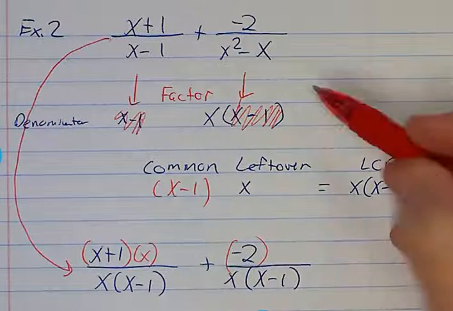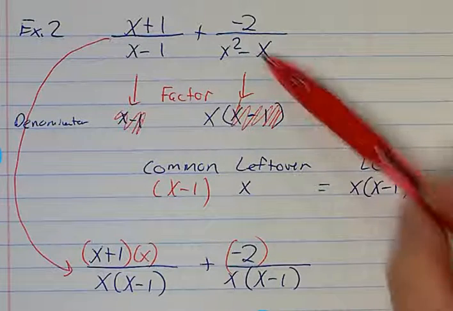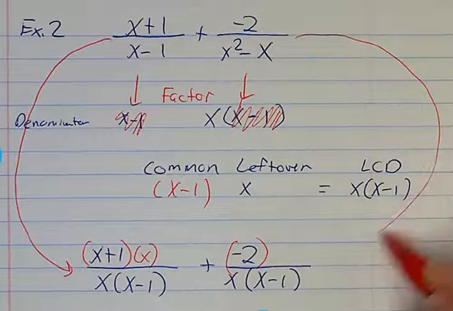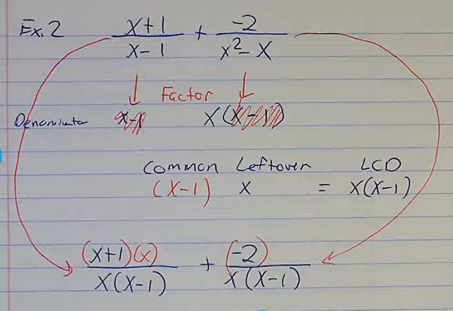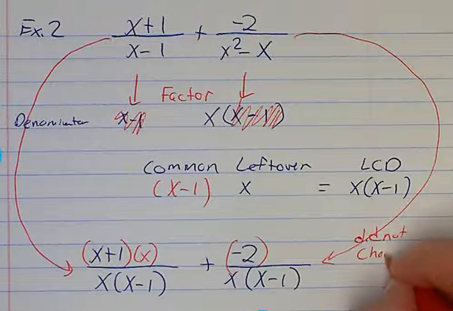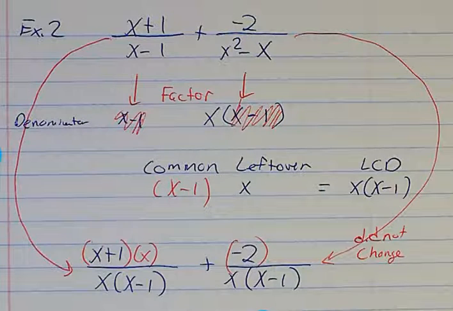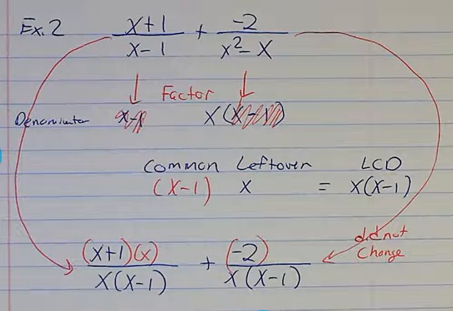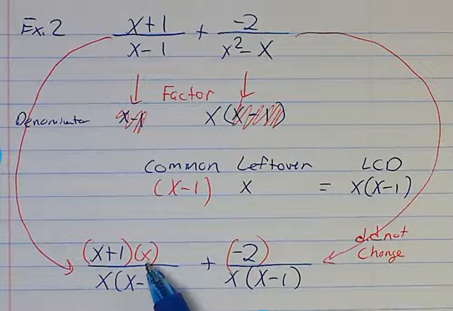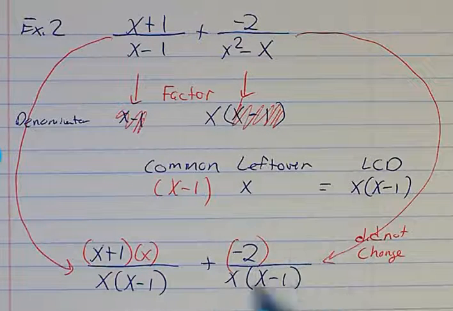Same thing with this one. We went from x squared minus x, which really this was x times x minus 1, right? So for this one, to go from here to here, it didn't change. So if the bottom doesn't change, then the top doesn't change. So this one, we didn't have to change that second fraction at all. Okay, so first one we multiplied by x on the bottom, so we multiply by x on the top. The second one, we didn't do anything to the bottom, so we don't do anything to the top, so it just stays the same.